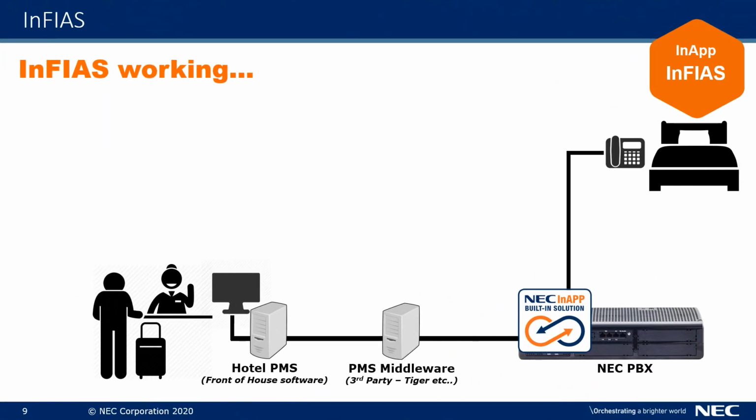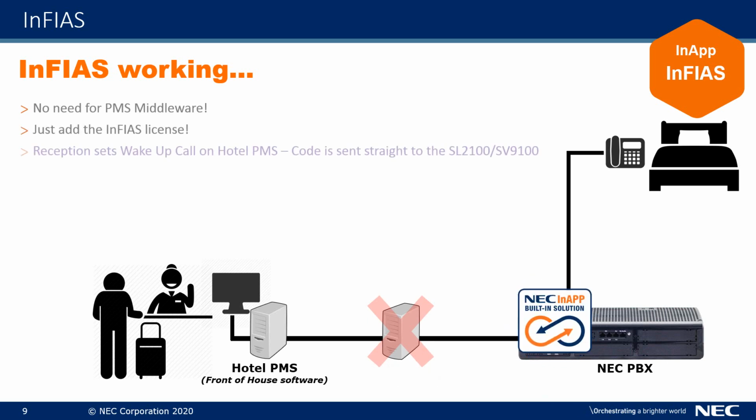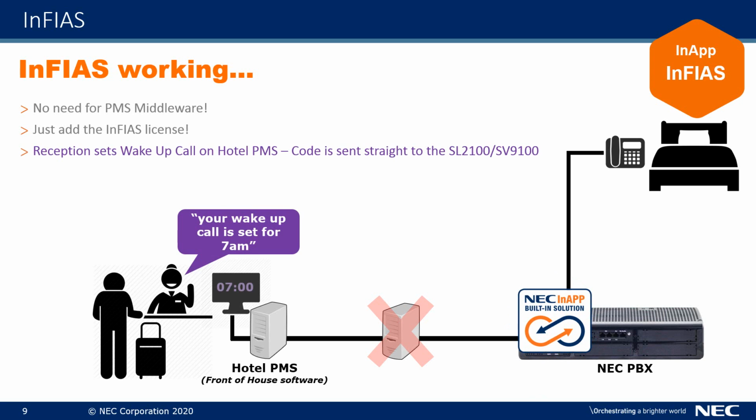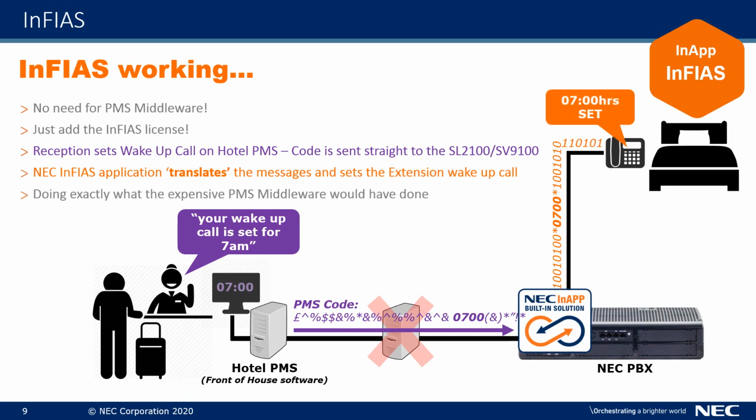Okay, so let's see InFIAS working now. So we don't need any PMS middleware, we simply just add the InFIAS license. So reception sets a wake-up call on the hotel front of house system, and the code is sent straight into the SV9100 or the SL2100 system. InFIAS application translates that message and sets the extension wake-up call. So it does exactly what the expensive PMS middleware would have done.